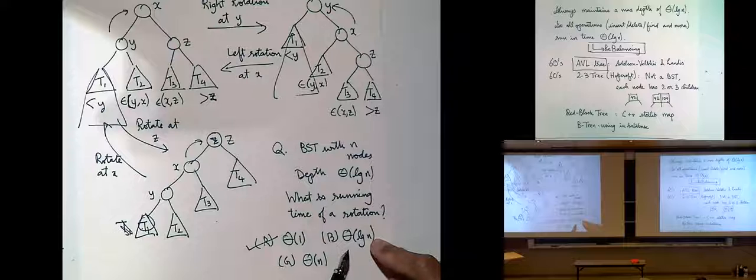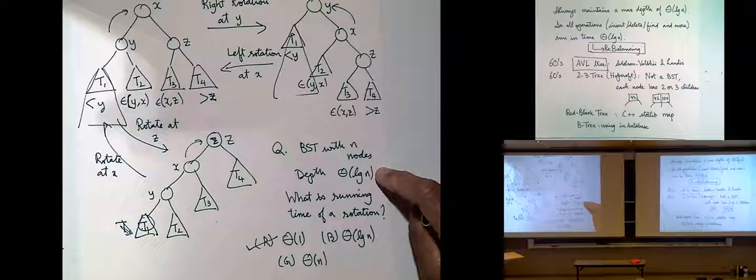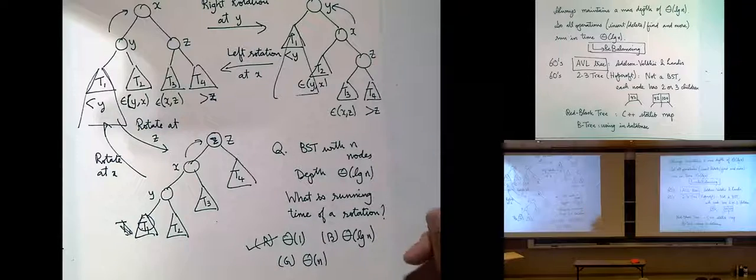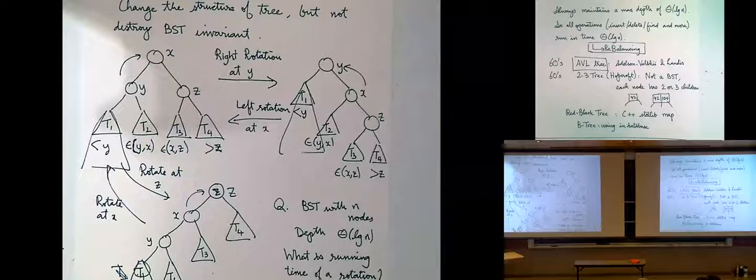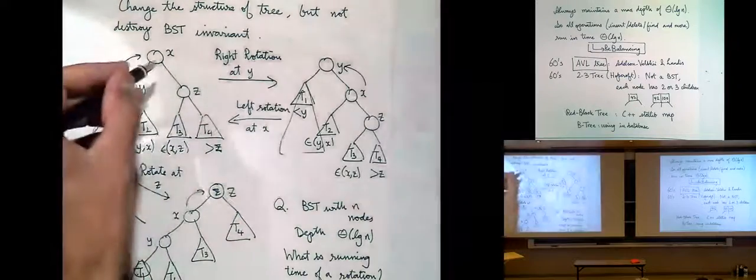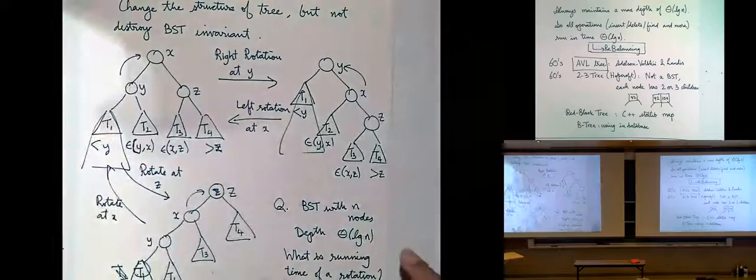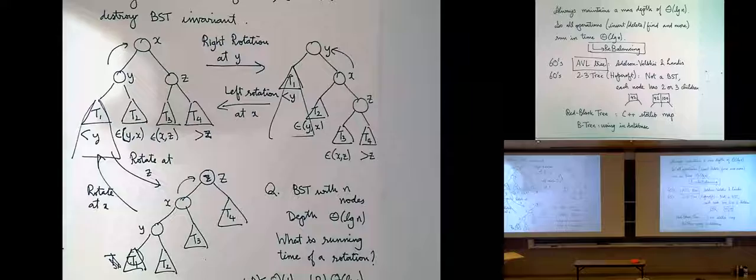It doesn't depend on the number of nodes or the depth. Why? Yeah? You just have to change a bunch of pointers. Don't you need to get a pointer to that node first? That's why he asked, do you have a pointer to the node. Yeah, you have a pointer to x. So this is assuming time of rotation. Usually when I say a rotation at x or y, you have a pointer to that node.